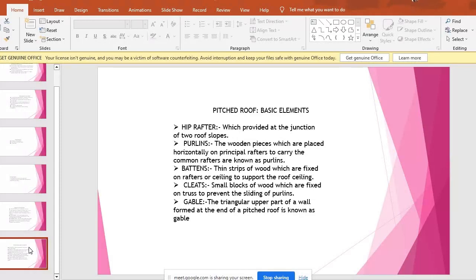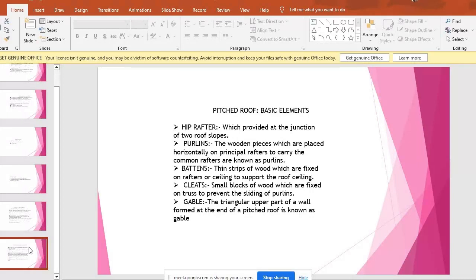Purlins. The wooden pieces which are placed horizontally on principal rafters to carry the common rafters are known as purlins. Battens. Thin strips of wood which are fixed on rafters or ceiling to support the roof covering. Cleats. Small blocks of wood which are fixed on truss to prevent the sliding of purlins. And then gable, the triangular upper part of a wall formed at the end of a pitched roof is known as a gable. Wow, that's very nice.